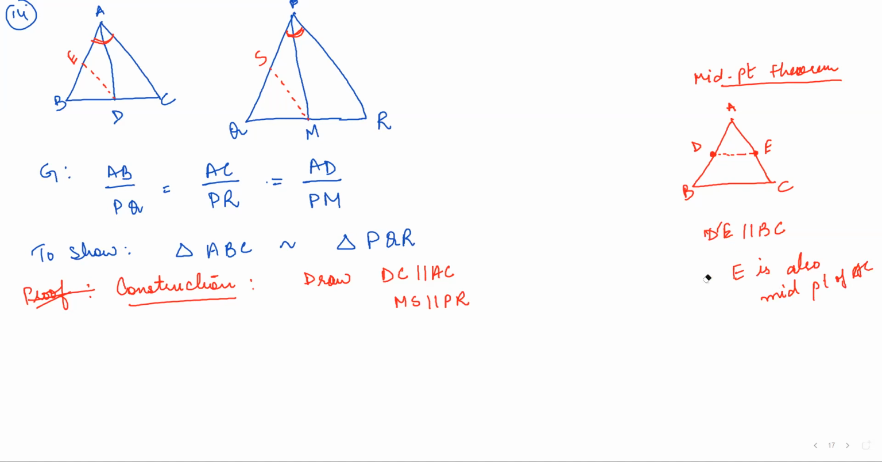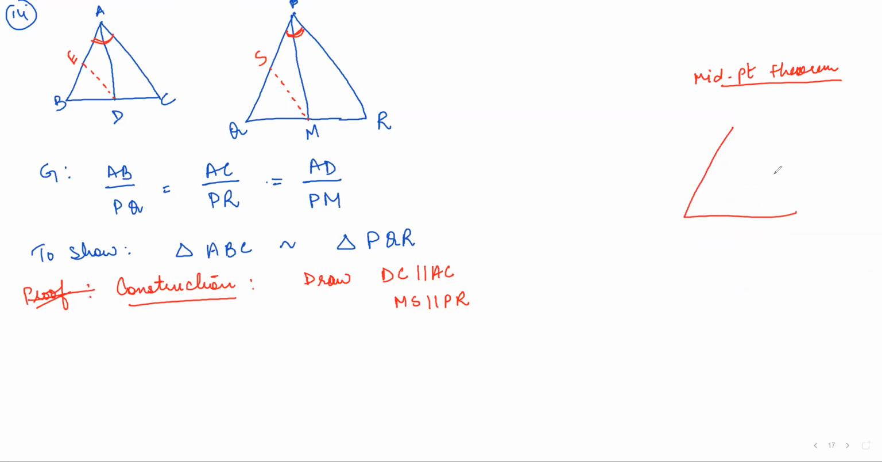So the theorem is this. Again, just recall the theorem. If you have a triangle and you take any midpoint here, from this midpoint, if you draw a line parallel to the other side, that means parallel to BC, wherever it strikes, this is also the midpoint. Understood? So that means E is also the midpoint. Yes, ma'am. This is the theorem. So this theorem we are going to use here.